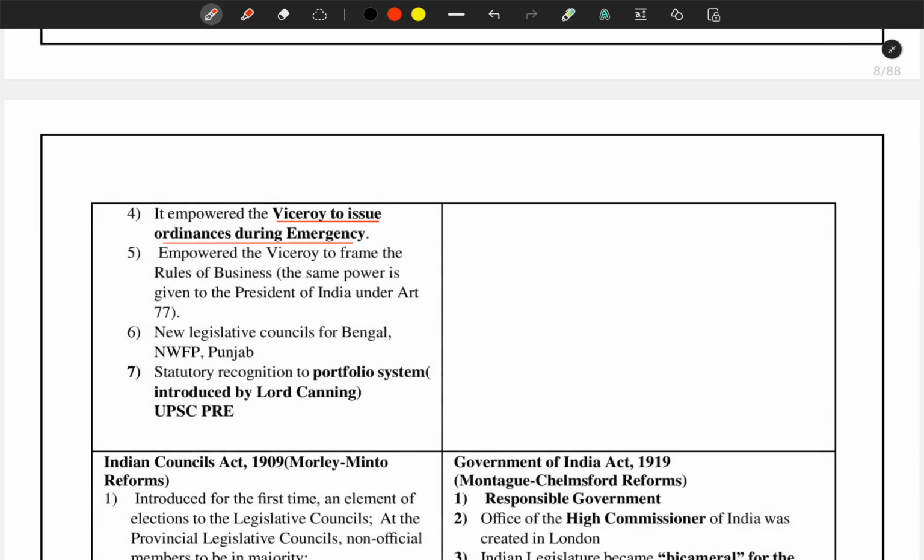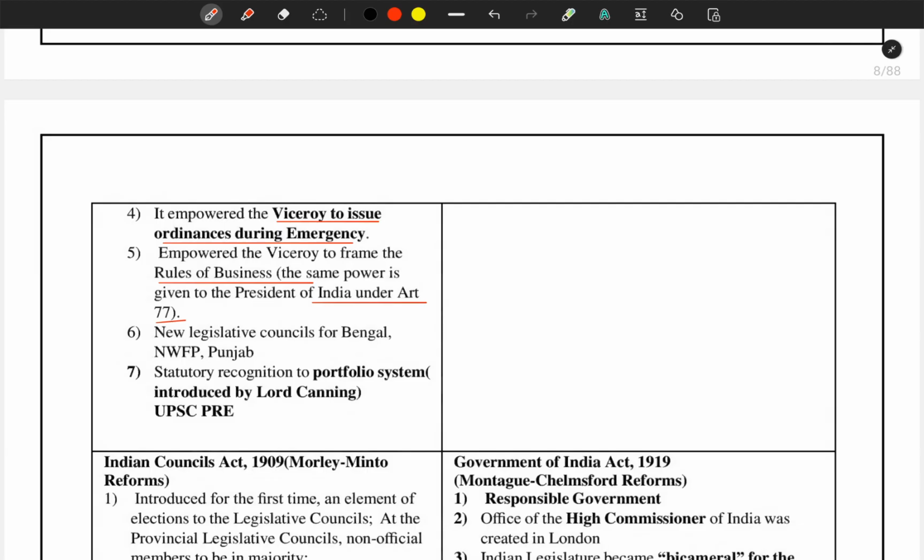This particular act also empowered the Viceroy to frame the rules of business. The same power is given to the President of India under Article 77. He will be making rules of business, and in the present scenario, the same power is given to the President of India under Article 77.